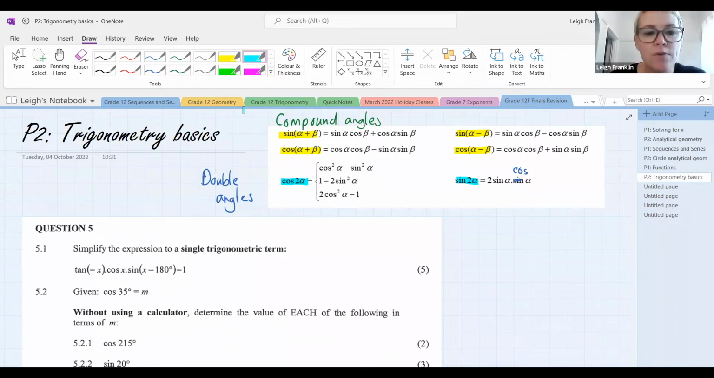All right, and then we know that there are 3 different ways in which we can write the cosine double angle. Either it is cos squared alpha minus sine squared alpha, or 1 minus 2 sine squared alpha, or 2 cos squared alpha minus 1. So these options become super important to us when we are doing general solutions and identities. Then it matters which one we use.